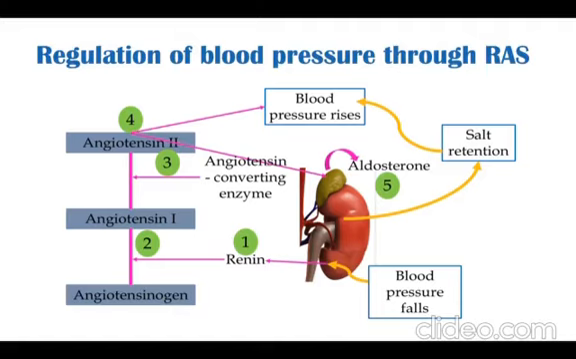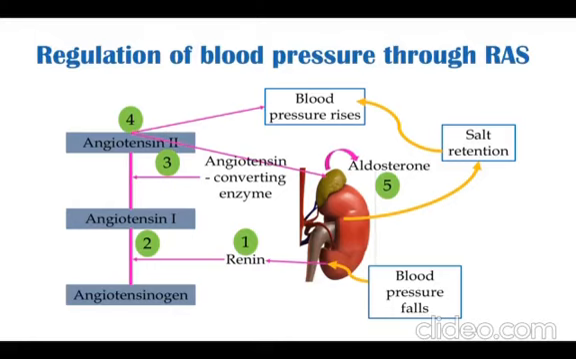Angiotensin 1 is subsequently converted to angiotensin 2 by the angiotensin converting enzyme, also called ACE. Angiotensin 2 is a potent vasoconstrictive peptide that causes blood vessels to narrow, resulting in increased blood pressure. Angiotensin 2 also stimulates the secretion of the hormone aldosterone from the adrenal cortex.